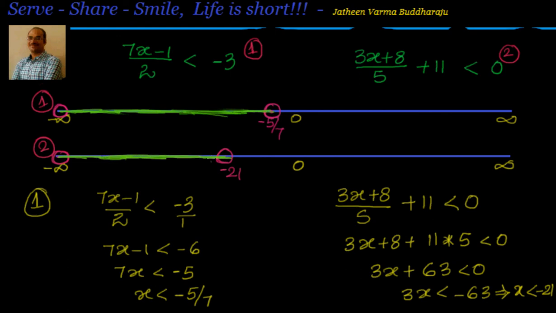You can see now what is the common solution to both of them. If you compare these two lines and see where you have common green, that means where you have green in both the lines, you see that this part is common. Which part is common? From minus infinity to minus 21, that is common. So the solution will be nothing but minus infinity to minus 21, boundaries not included. That is your solution. Let's do one more.